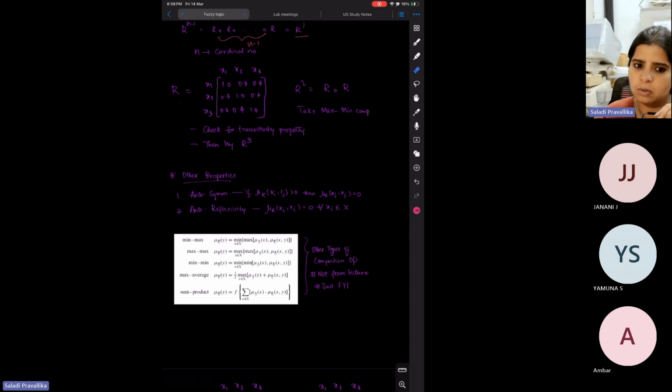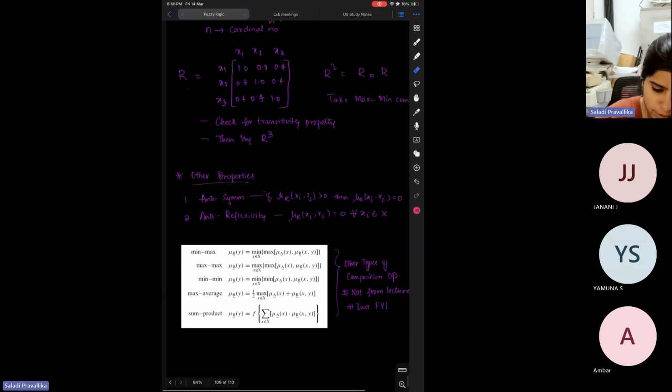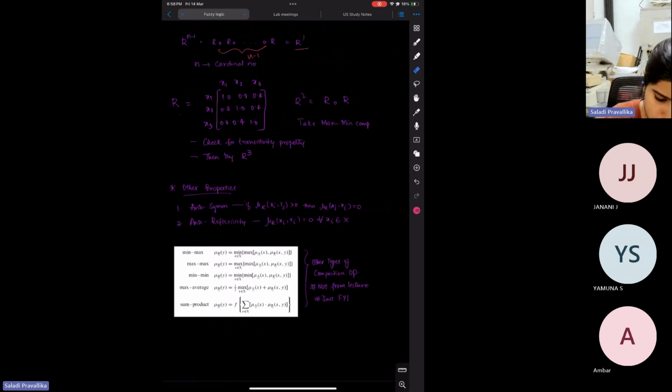Apart from all the properties that we have discussed, that is the reflexivity, symmetry, and the transitivity, there are two other properties. The first one is the antisymmetric property, and the second one is the antireflexivity property. Antireflexivity property is nothing but the opposite of the reflexivity property. Where in reflexivity property you have the membership values in the diagonal space equal to 1, whereas in this it is going to be 0.